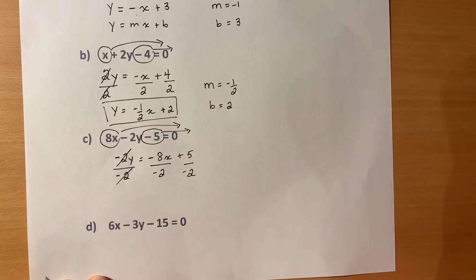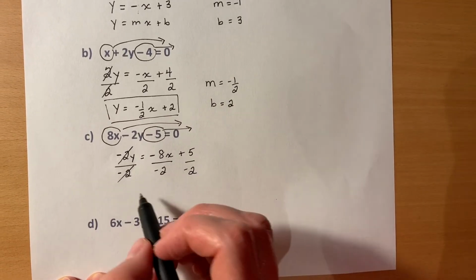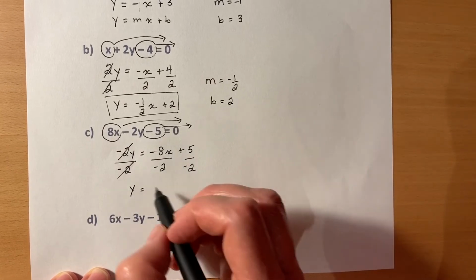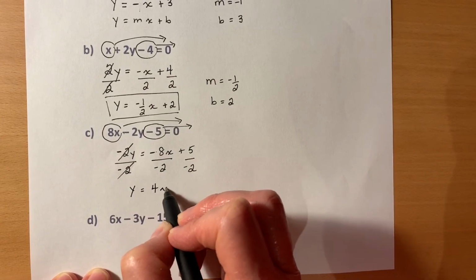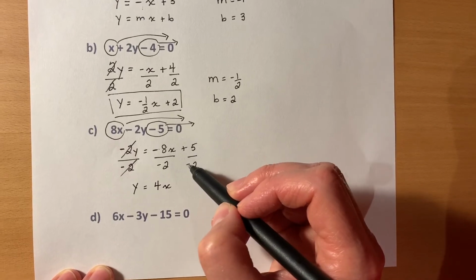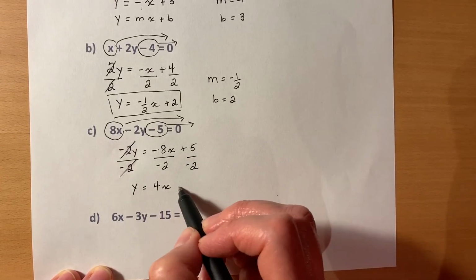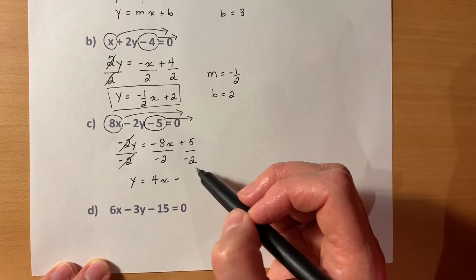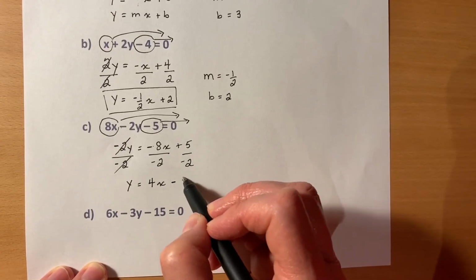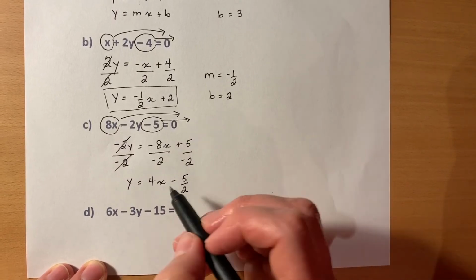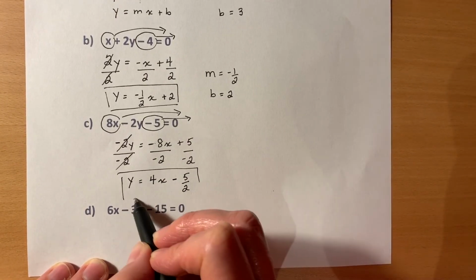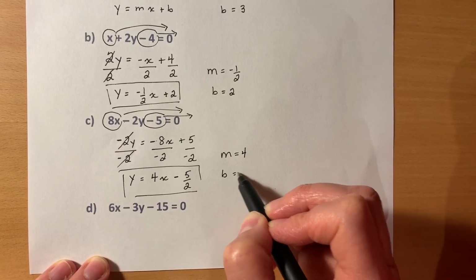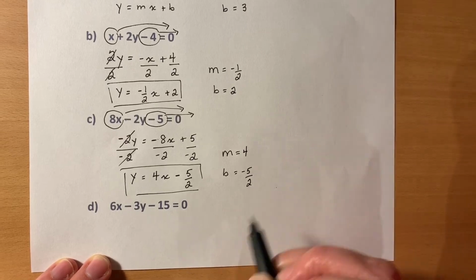These two negatives go. -2 divided by -2 is 1, so we have a y. And -8 divided by -2 is +4x. A +5 and a -2, a positive and a negative is a negative. You can change that to a decimal, -2.5, or keep it as a fraction. It really doesn't matter. And then we're done. So once again, you would tell me m is 4, b is -5 over 2.